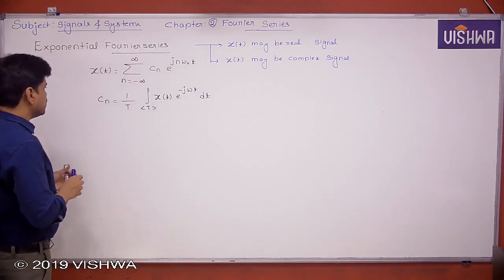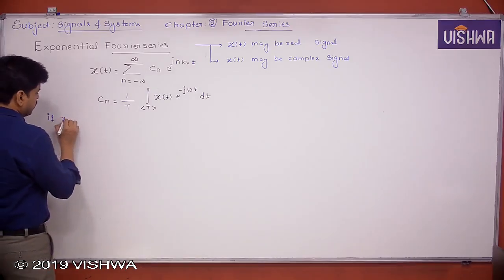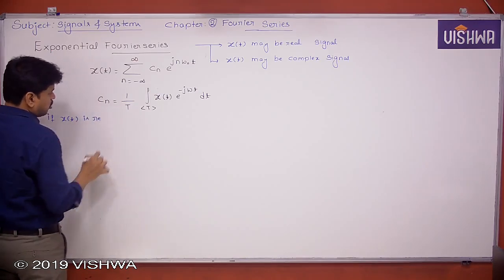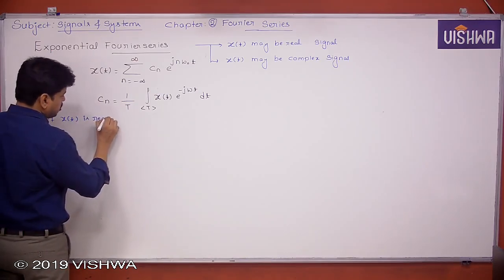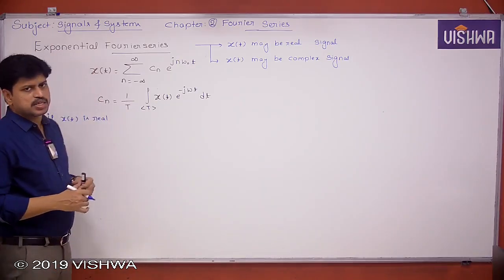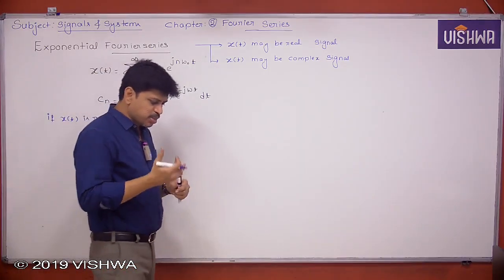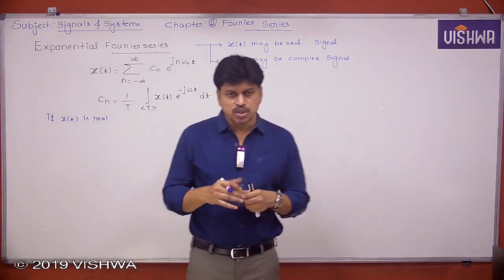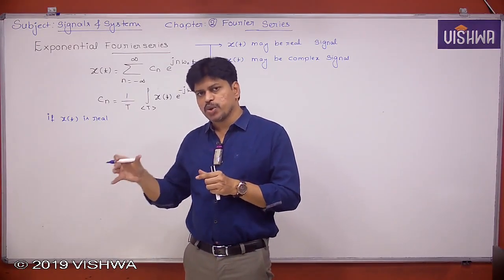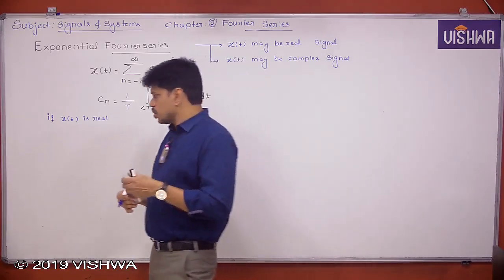What if x of t is a real signal? We are not talking about a complex signal, we are talking about a real signal, because we want to compare the exponential Fourier series with the trigonometric Fourier series, and the trigonometric Fourier series is applicable only for real signals. So to compare them, we require a common platform. That is nothing but x of t being a real signal.